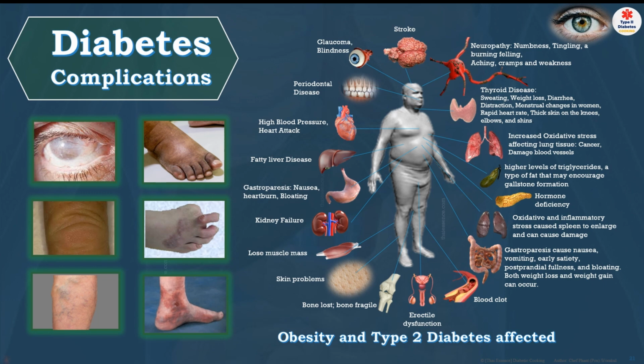And then you have kidney failure. You have a fatty liver. You have oxidative stress that affects your lung tissue. You can get cancer. You can have every part of your body affected by diabetes, so you have to be really careful. You can become blind. Whatever shows up in any part of your body shows up in your eye. You have glaucoma, you can be blind.